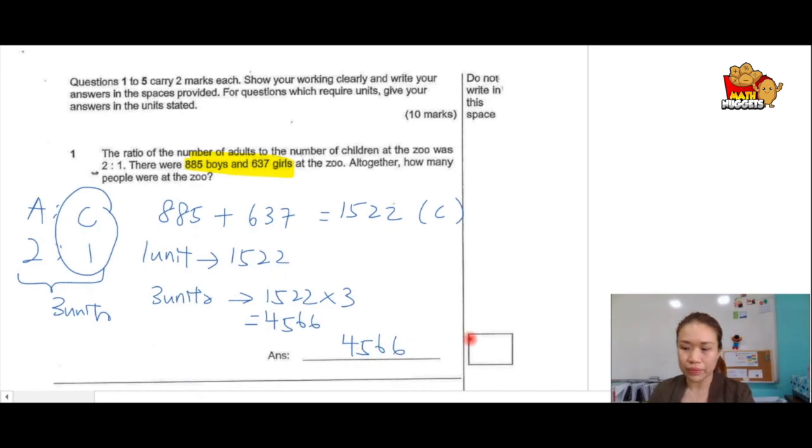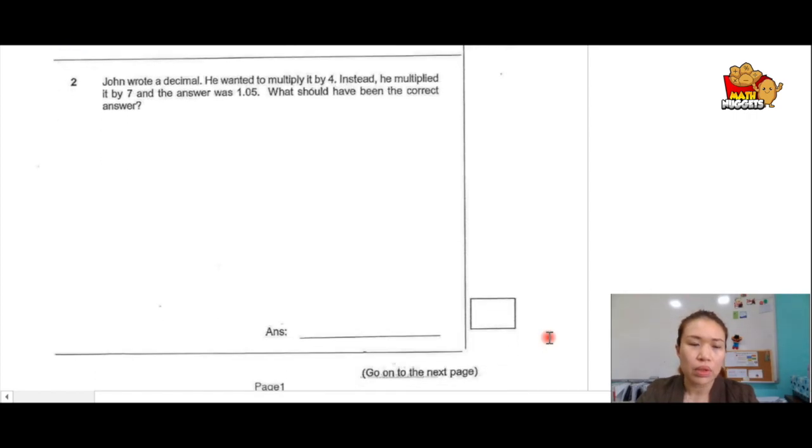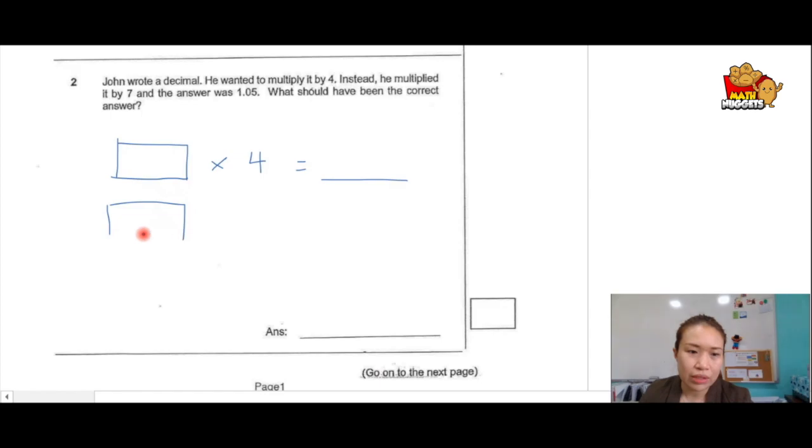Okay. Move on to next question 2. John wrote a decimal. Initially, he had wanted to multiply it by 4. But instead, he multiplied the decimal by 7, and he got the answer 1.05. So what was the decimal, right?